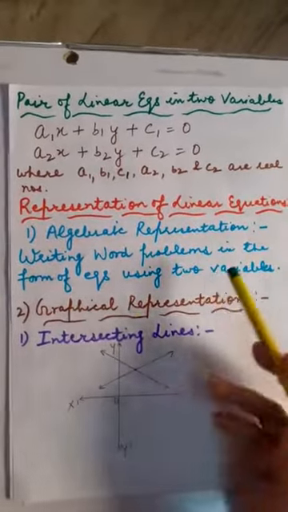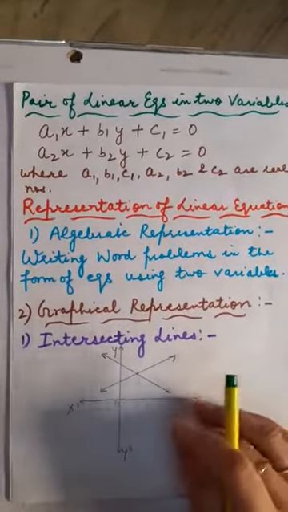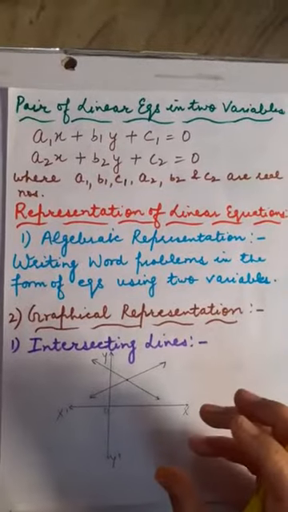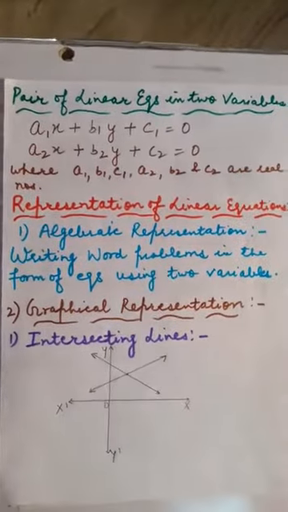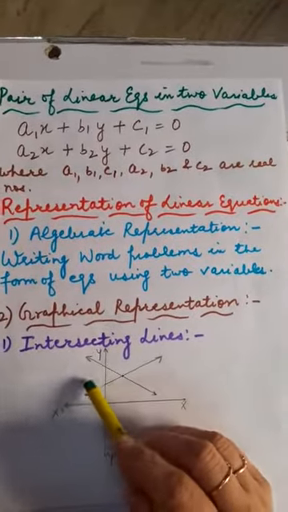Now, next representation is graphical representation. Through the name itself you can understand, means using graph you can just judge whether the pair of linear equations will be of what kind. Like in graphical representation, first of all, it is going to be categorized in three parts.